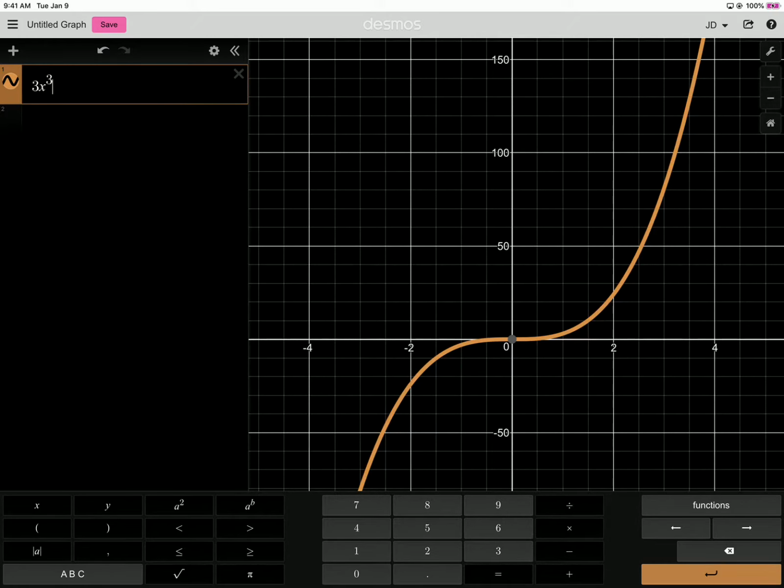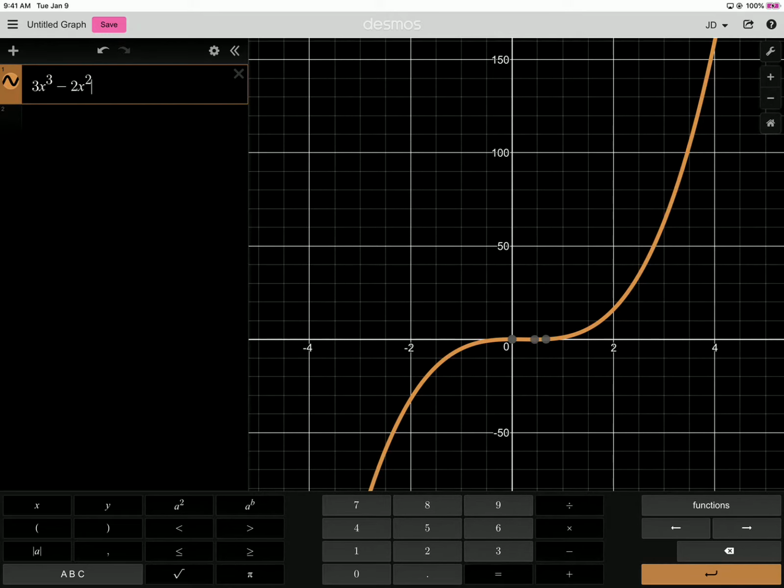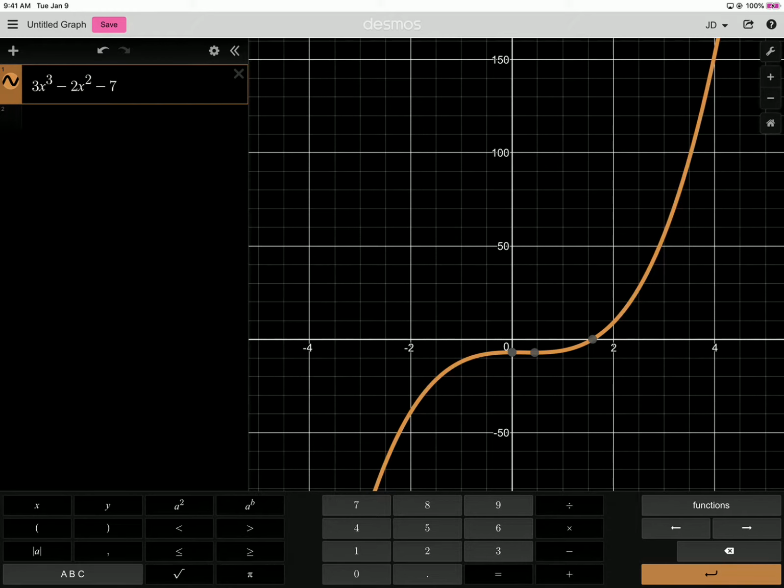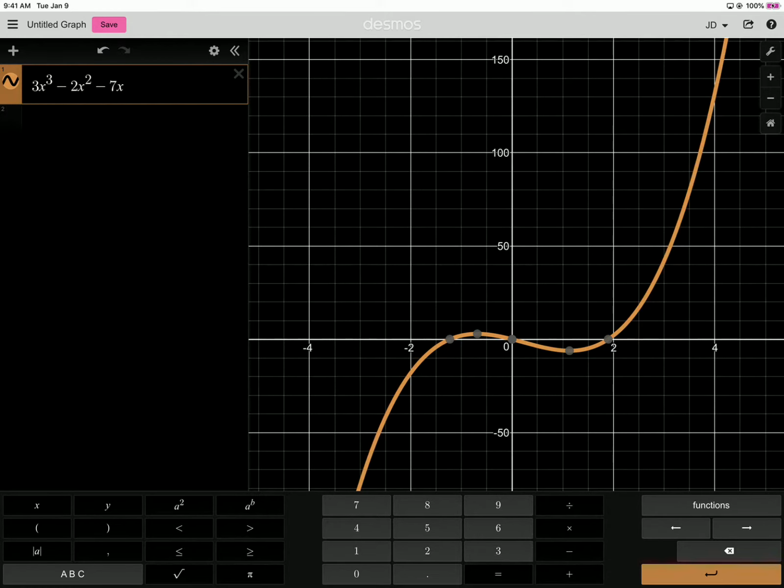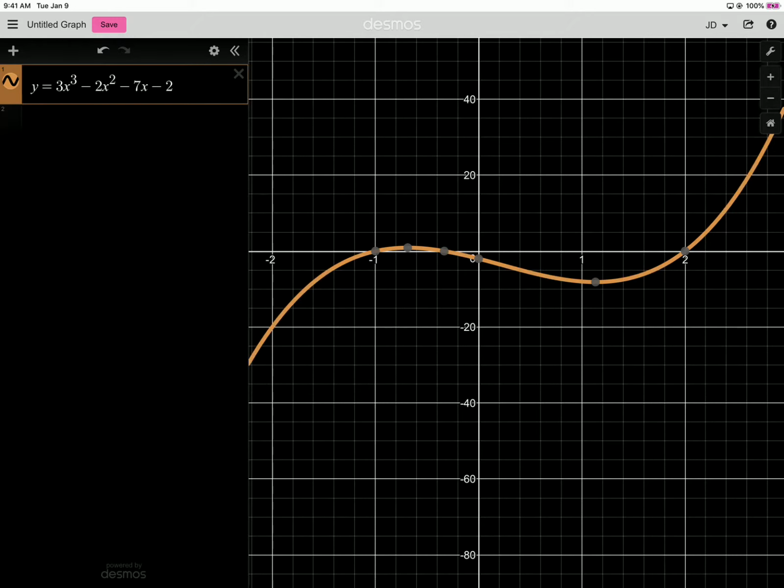3x to the third minus 2x squared minus 7x minus 2. We should put a y equals in front of that, or an f of x equals. All right, so if I look at the graph and I start cheating, I can see that 2's an answer, that decimal's an answer, and negative 1's an answer. So it looks like it has 3 roots, because there's 3 x-intercepts there, 3 real roots.